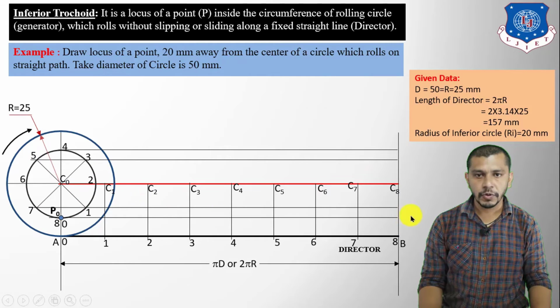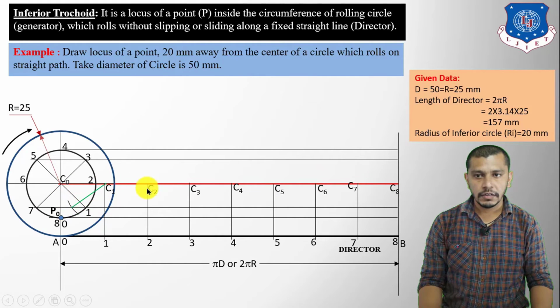Now after marking these points, this will be our P0. Measure the radius of the inferior circle, which is equal to 20 mm. Take the center at C1 and give an arc on the line passing from the first point of the first division of the circle. So give an arc over here.